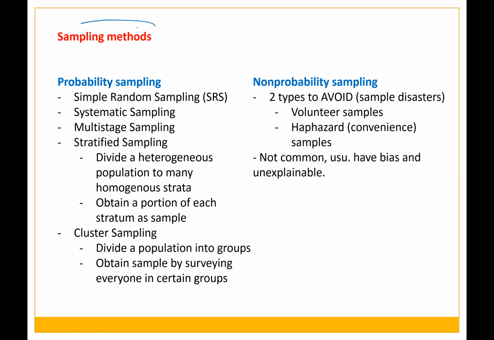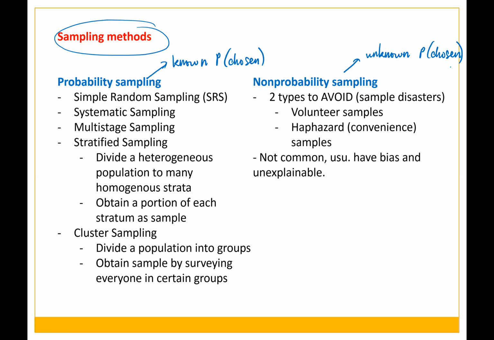And then we have sampling methods. There are two big groups of sampling methods: probability sampling and non-probability sampling. The difference between those two is basically the probability of the subjects being chosen. Is it known or is it unknown? If it's known, then it's probability sampling, and the other one, where it's unknown, is non-probability sampling.